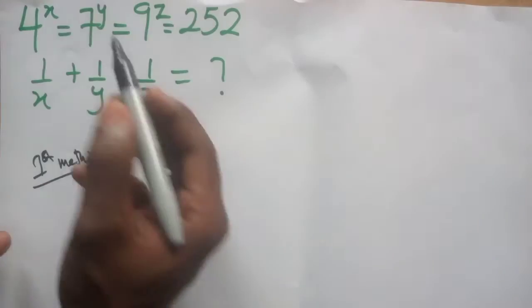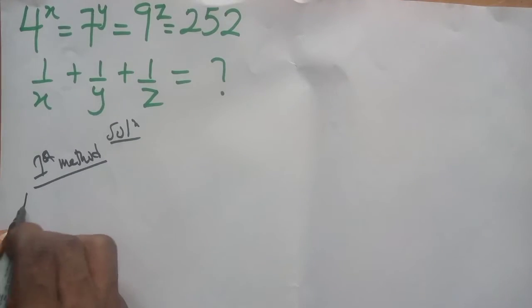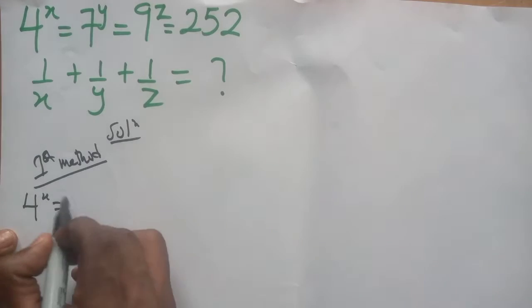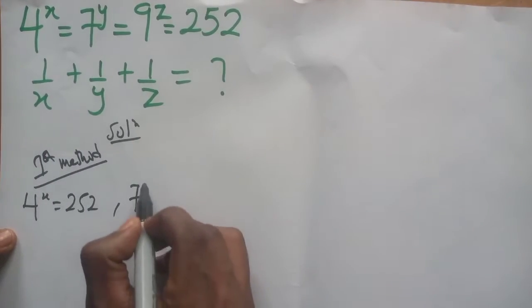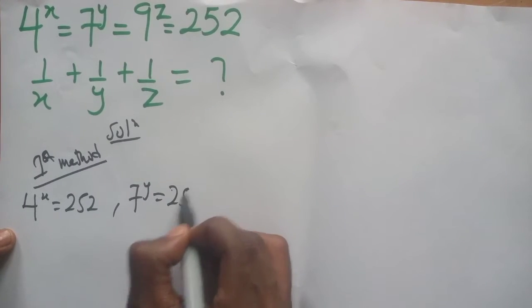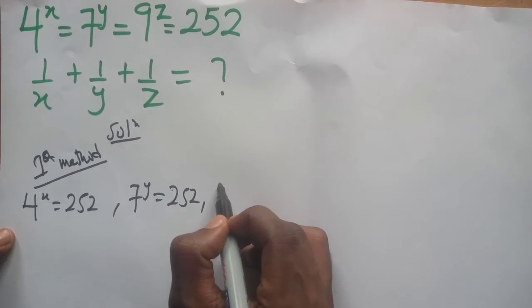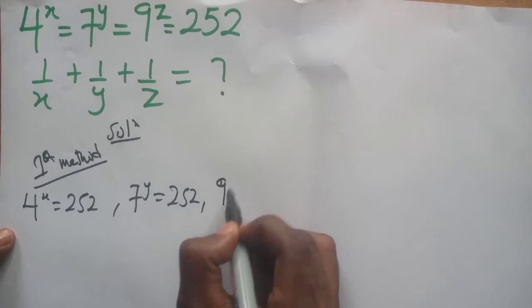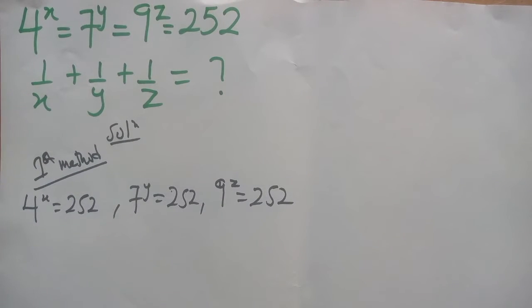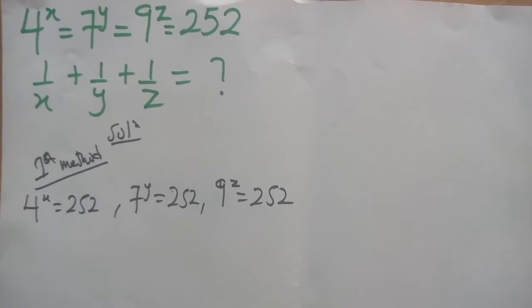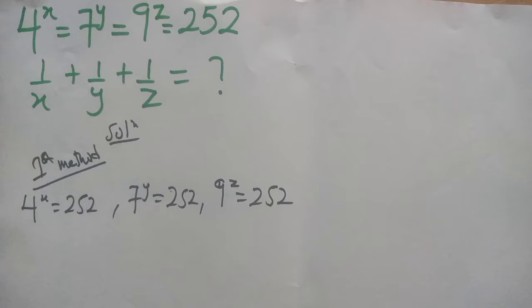In the first method, remember we have 4 to the power x is equal to 252, right? And then the second part is 7 to the power y equals 252. And the third one is 9 to the power z equals 252. Now, how do we find x in this case? It's basically just by applying ln on both sides, right? So let's apply ln on both sides.